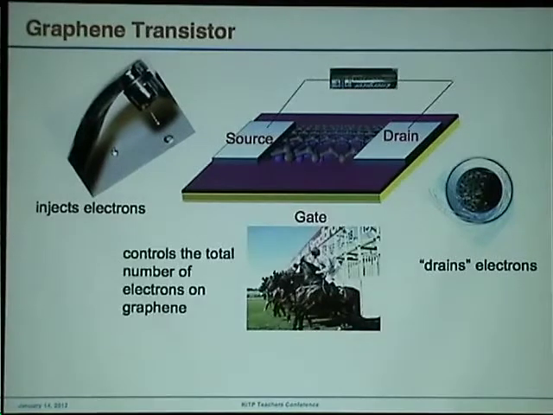And then you have something called a gate. You turn this knob on the gate. This controls the total number of electrons on graphene. You can change the total number, and you can also change the conduction to electrons or holes, white holes or blue holes. So in this case, that's why we make a graphene transistor.